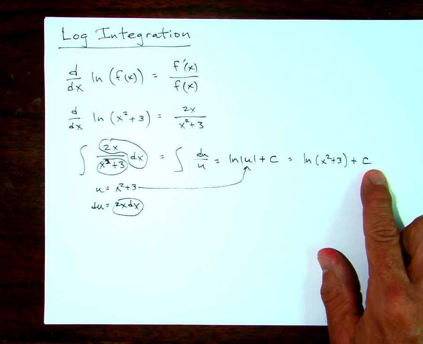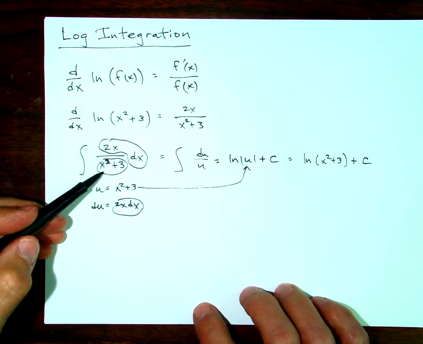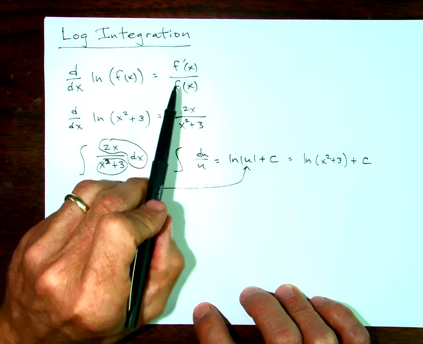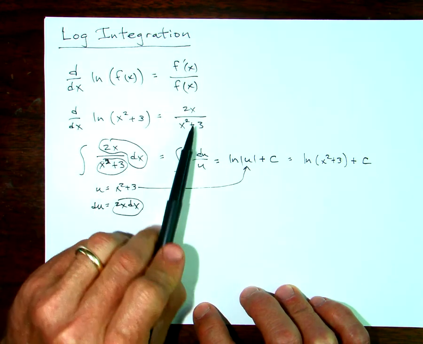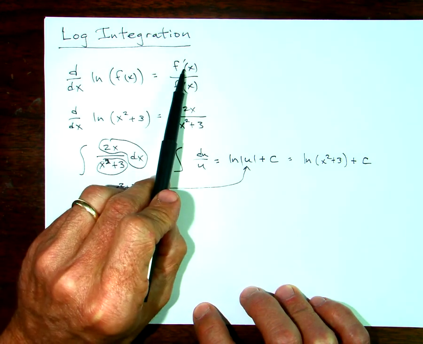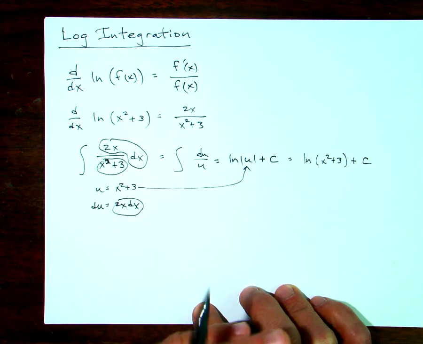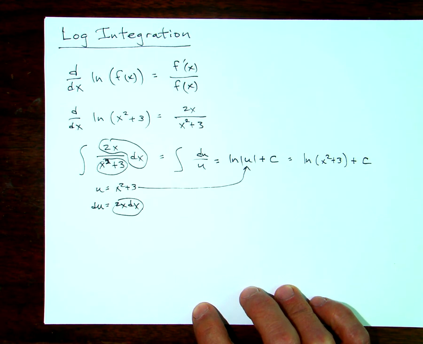So this is the basic idea. The basic structure for log integration is that I'm integrating something of the form where the numerator is the derivative of the denominator. That's really all there is to it. In terms of the theory behind it, it's just a special case of U substitution. So I'm just going to go through a few examples to see how this works.